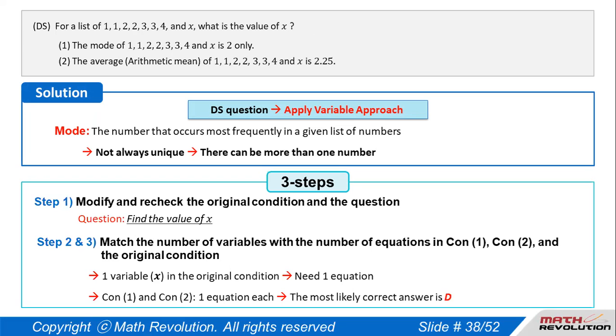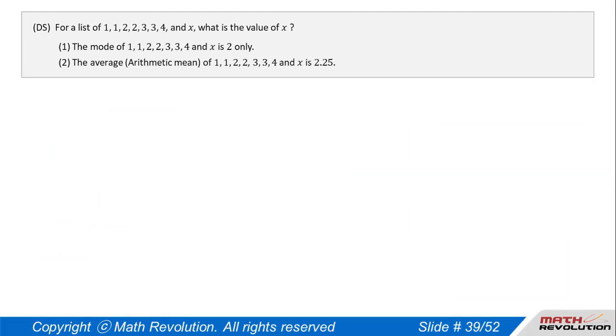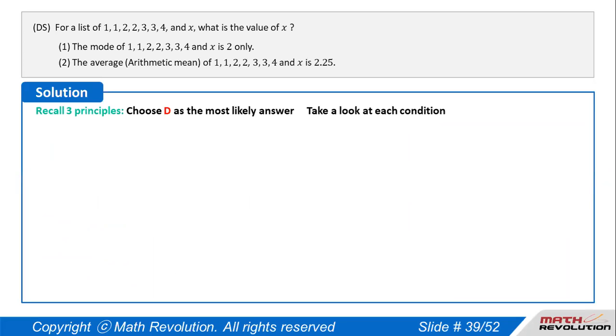To solve the question for one variable, I need one equation. Now I can get one equation from either condition, be it condition 1 or condition 2. So in that particular case, I would say that my answer would be D, just because I need one equation and both conditions will each give me an equation to solve. So going ahead with this, I'll just consider condition number 1 to solve the question. So just look at each condition. And these three principles which are there right now, recall three principles.